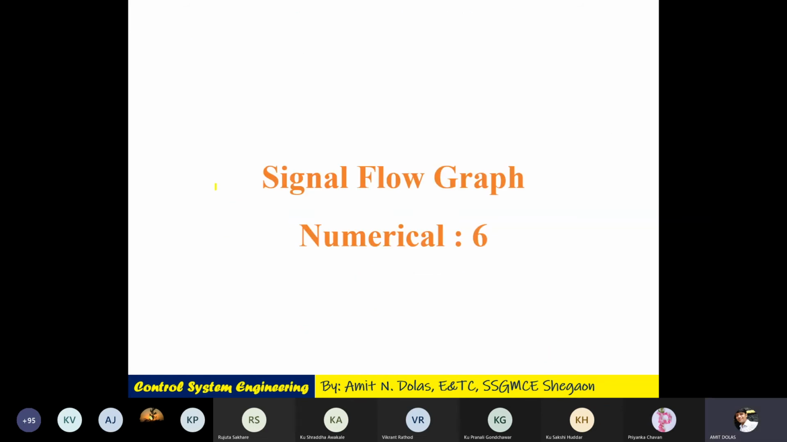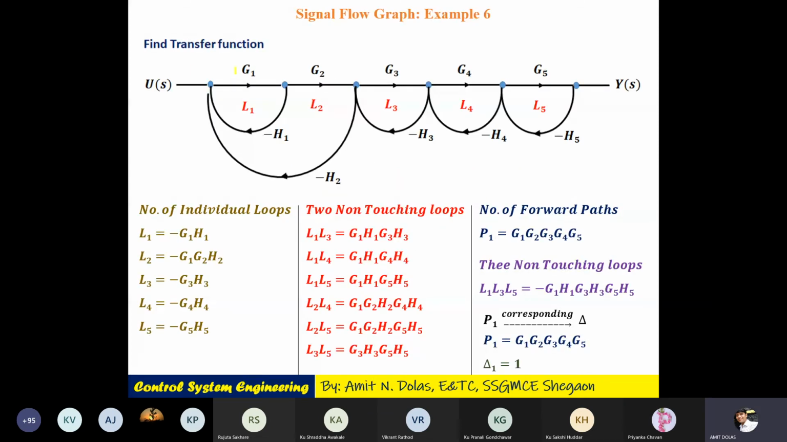The last example of the signal flow graph is here. Somewhat complex example, of course. Find the transfer function of this. So I'm interested in finding the forward path, that is input started with G1, G2, G3, G4 and G5 towards output. So I have path 1: G1, G2, G3 and G5. There is no other path. You can see all the others are loops now, H1, H2, H3, H4, H5. So there is only one forward path. This is P1.